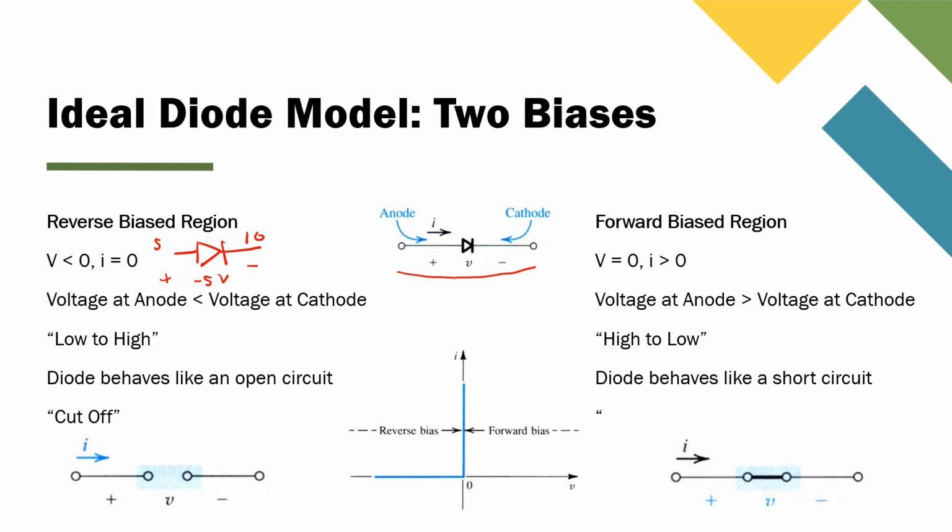And in the reverse biased region, the diode will behave like an open circuit. Current equals 0. We usually also call this the cutoff region. So you can see this is what the diode would look like in the reverse bias region, just an open circuit. The voltage is negative and there is 0 current because it's like an open circuit. And you can see in this graph here, the reverse bias region, when voltage is less than 0, we see no current.